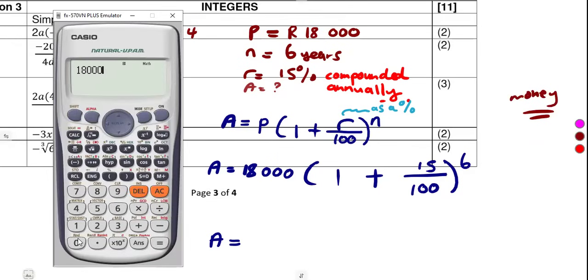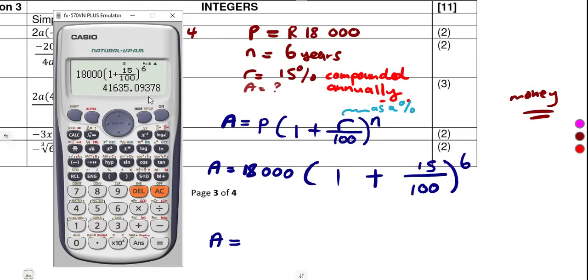18,000 like this. We open the bracket. 1 plus. You put a fraction, this one. So it's going to be 15 over 100. Then move this arrow aside. You close the bracket to the exponent of 6. So we need this x to the exponent of 6, that's a 6 there, is equal to.